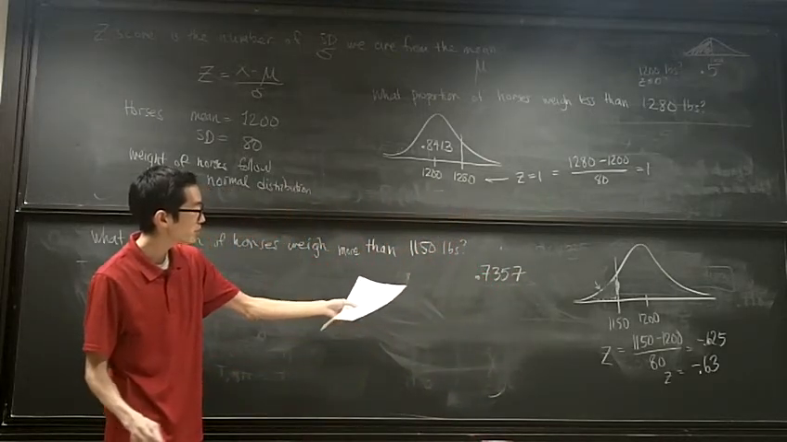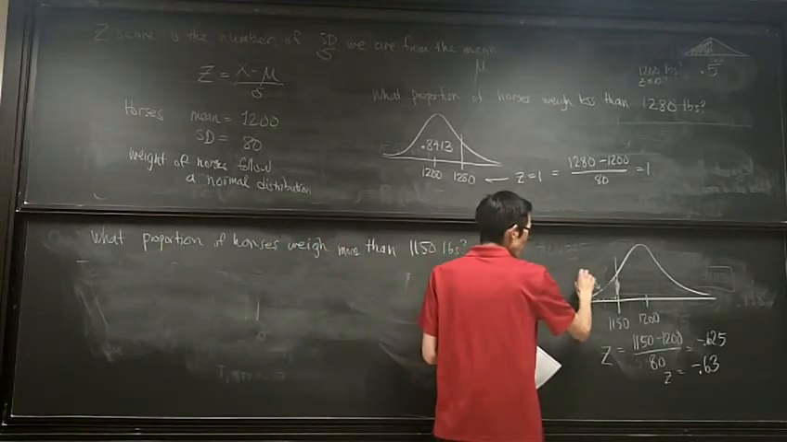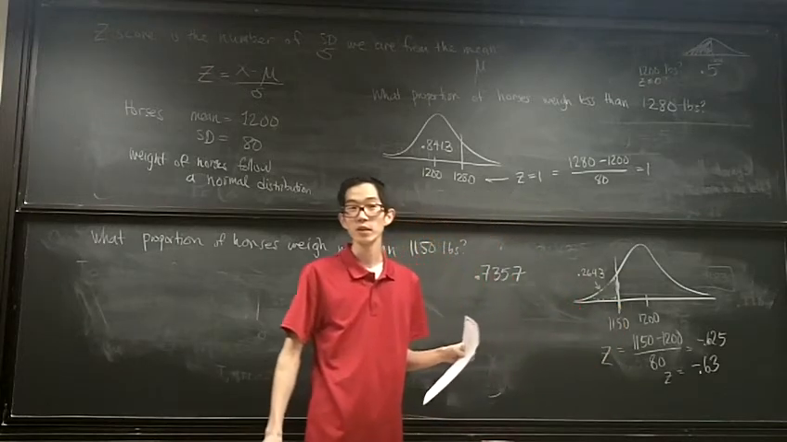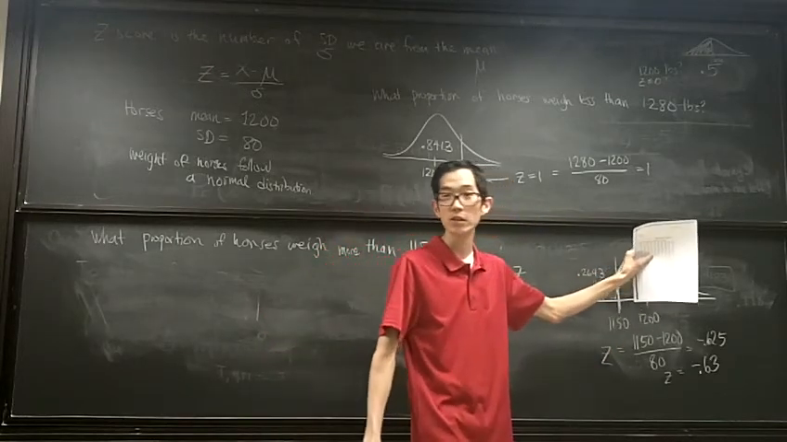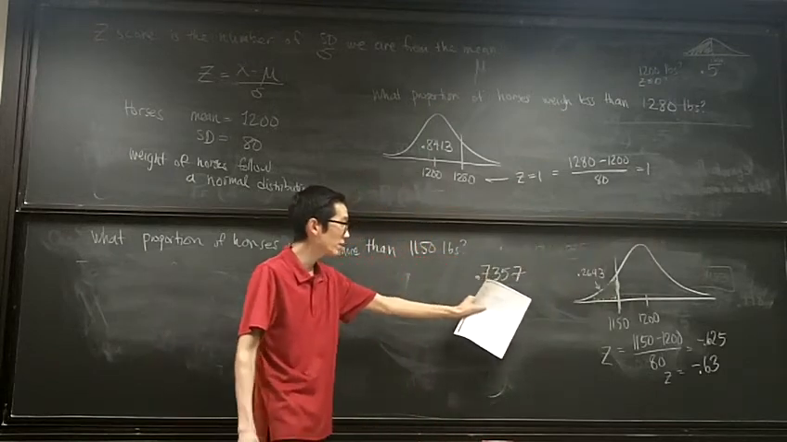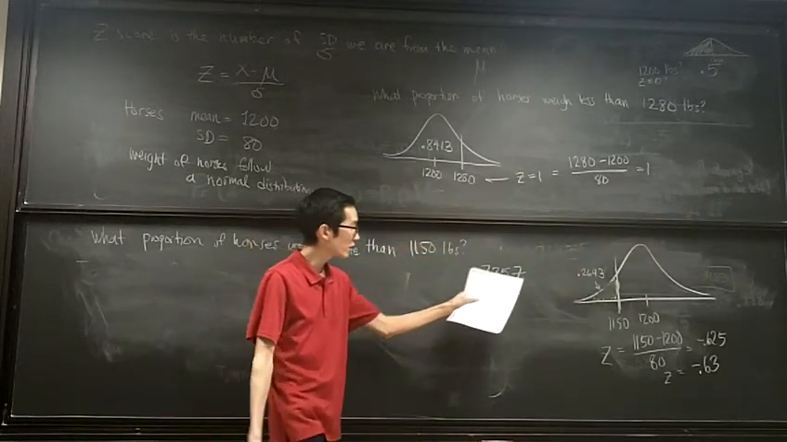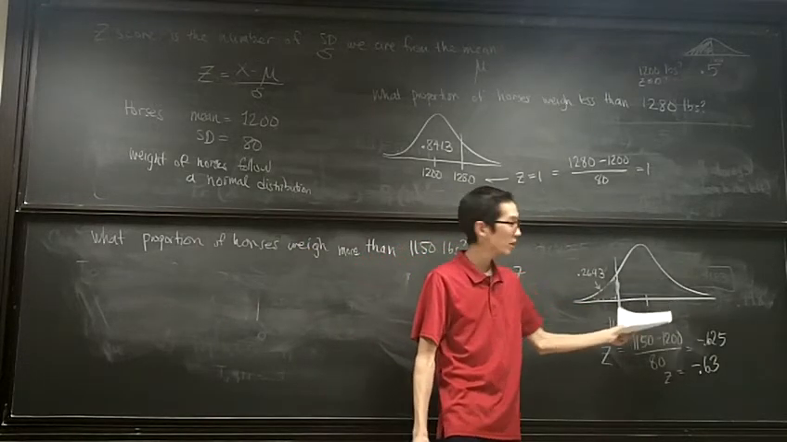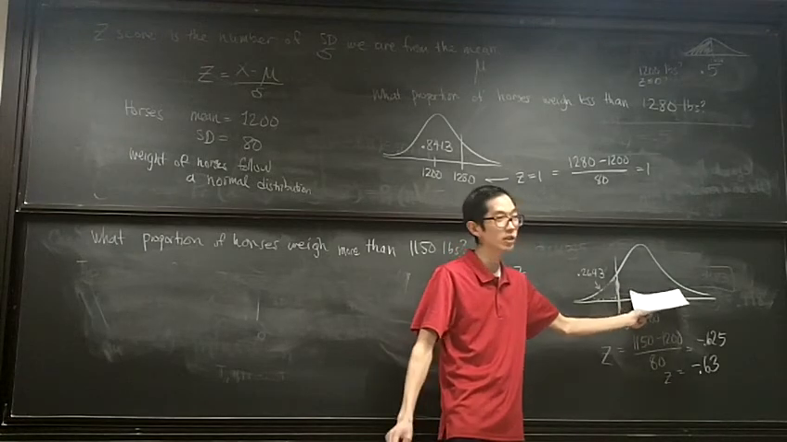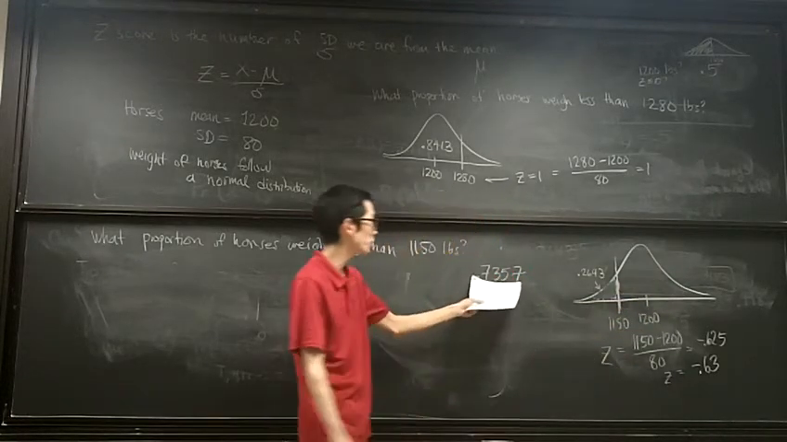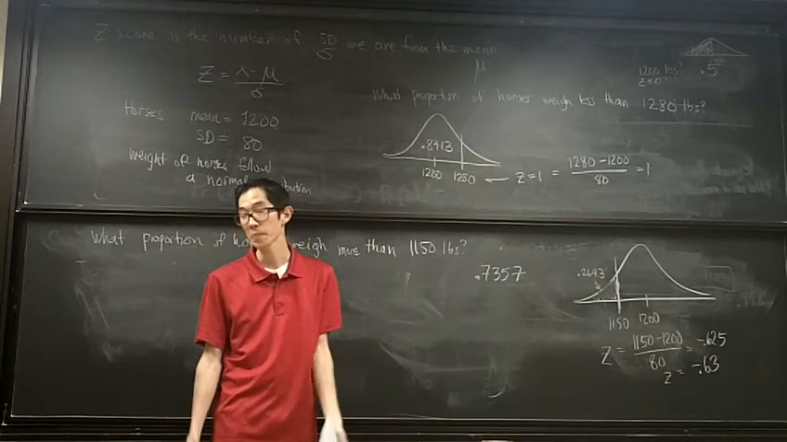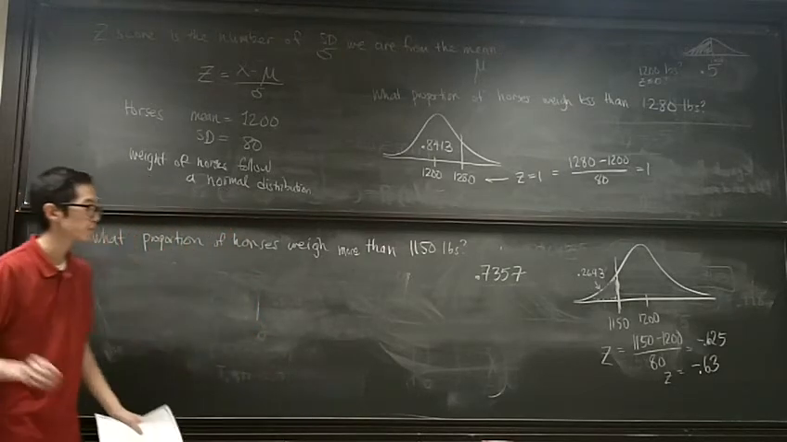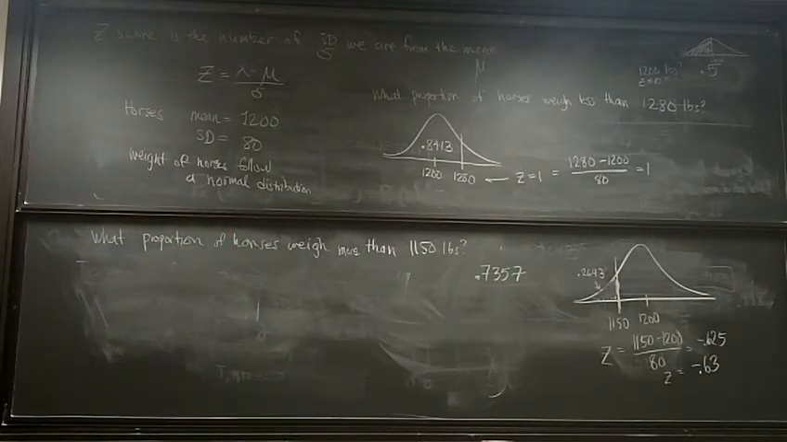I've got my previous answer, which told me I had 0.2643 to the left of 1150. Now I'm looking for everything to the right of 1150. If everything adds up to 1, whatever's over here and whatever's over here has to add up to 1. So I got 0.2643 over here. How much do I have over here? Subtract it from 1, and that gives me 0.7357. Are we good with that? Yes. Good. Okay, let's flip things around.